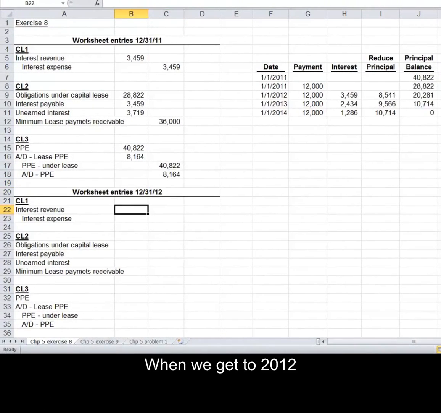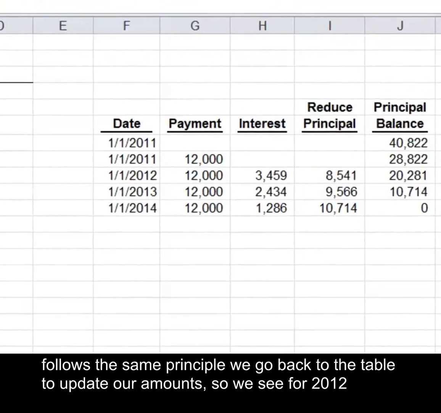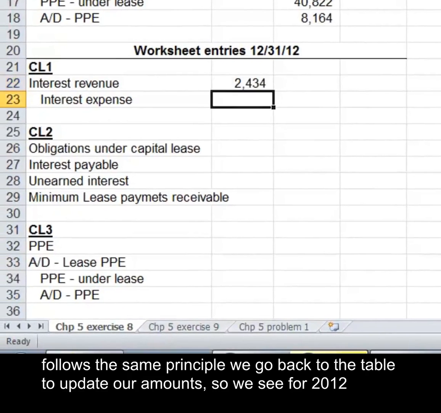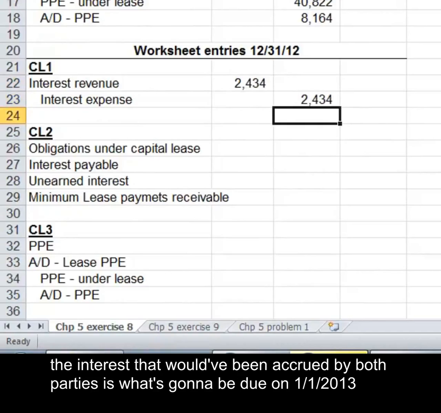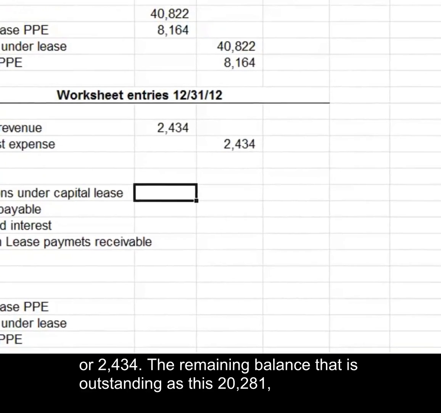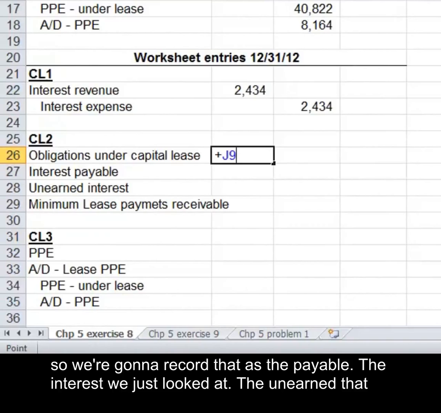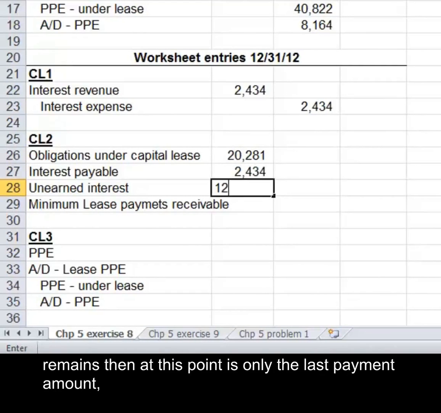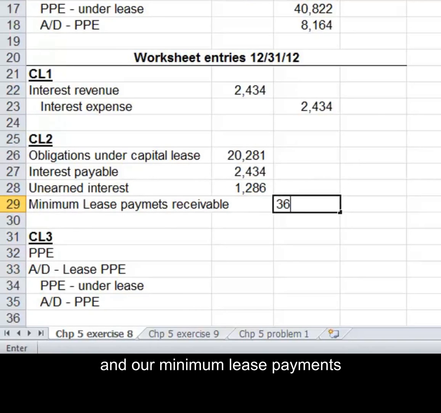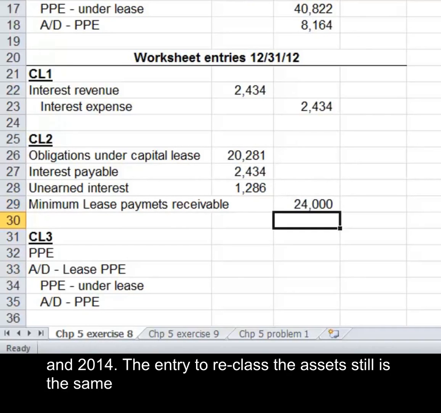When we get to 2012, it follows the same principle. We go back to the table to update our amounts. So we see for 2012, the interest that would have been accrued by both parties is what's going to be due on 1/1/2013, or 2434. The remaining balance that is outstanding is this $20,281, so we're going to record that as the payable. The interest we just looked at. The unearned that remains at this point is only the last payment amount. And our minimum lease payments are the remaining two for 2013 and 2014.